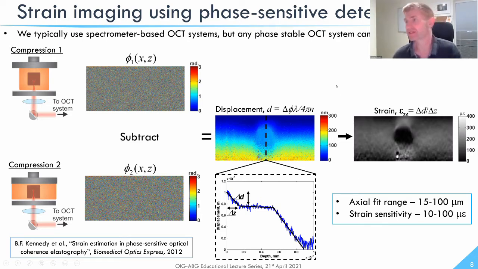We can get strain sensitivities down to 10 microstrain, and as I mentioned, the fit range is typically 15 to 100 microns. What really limits this fitting range? Of course, we'd like this range to be as small as possible.